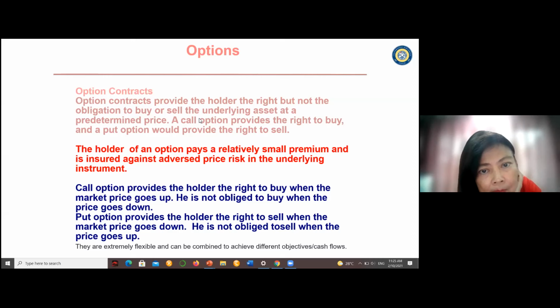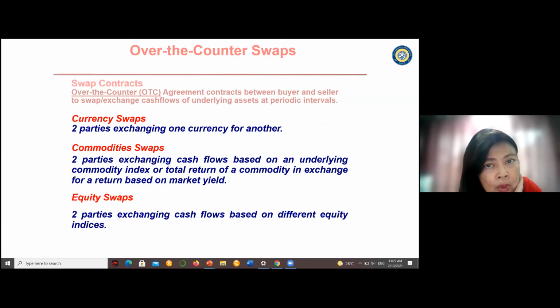Okay. Then there are these things called swaps. Swaps are very interesting. It's all over the counter. Over the counter means it's in the banks. You can have different kinds of swaps. A swap is just an exchange of cash flow. What do you mean by exchange of cash flow?